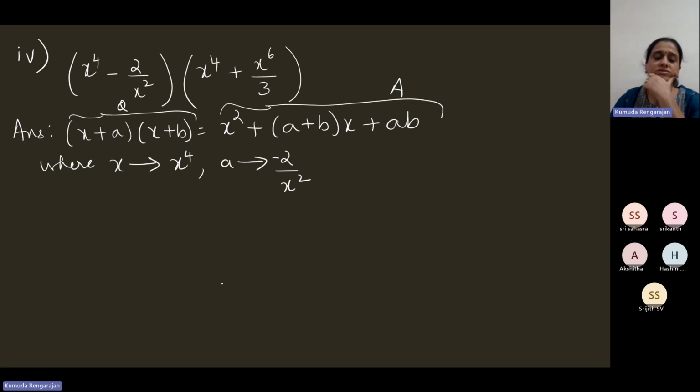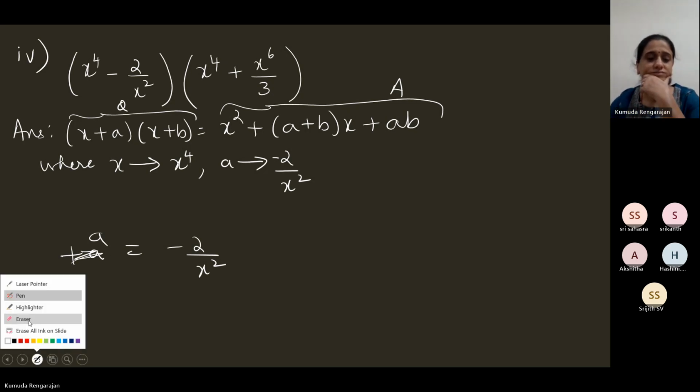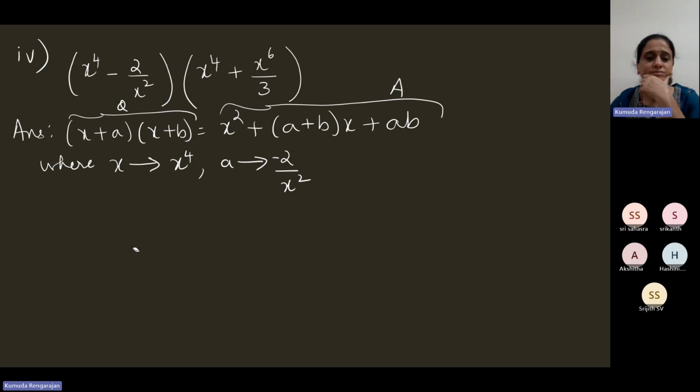Why minus? Because in the question there is a minus sign, ma'am. In the identity it is plus a. But in the expression given in the question, it is minus 2 by x squared. So when you compare, you can see plus a is nothing but a. So a is equal to minus 2 by x squared. Correct. And what about b? x to the power 6 by 3. Very good.